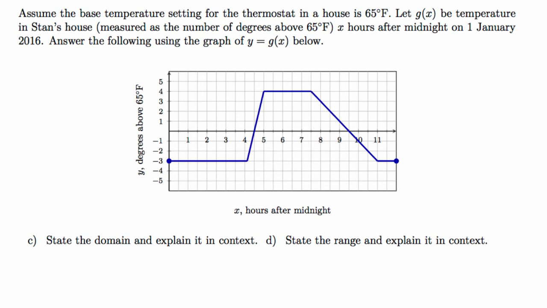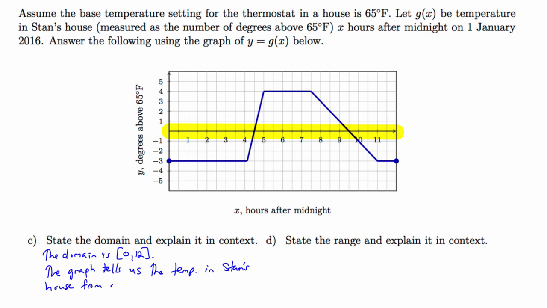In part C, we need to state the domain and explain what it means in context. Remembering that the domain is the set of all inputs, or x values, I can see that this graph, in terms of the x values, goes from 0 all the way over to 12. So that tells us, in relation to the x-axis, or the x values, the domain is 0 to 12. Because this domain includes every x value from 0 to 12, we will write it as an interval. So it is the interval from 0 to 12, including both 0 and 12. So what this domain means in context is that the graph tells us the temperature in Stan's house from midnight to noon on January 1st, 2016.